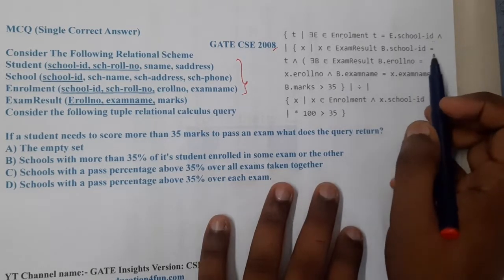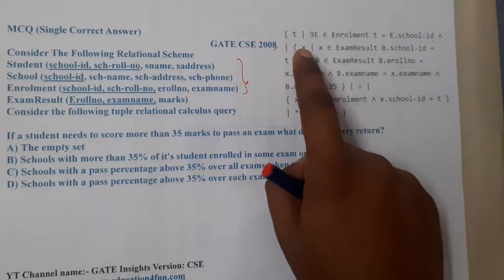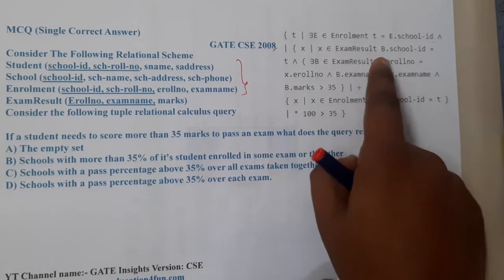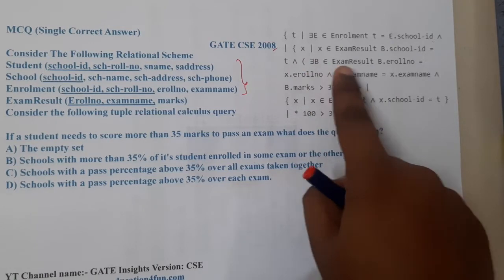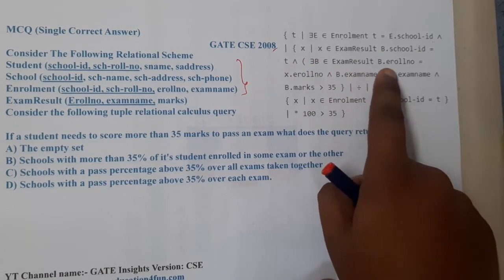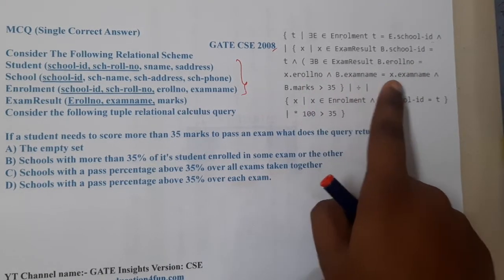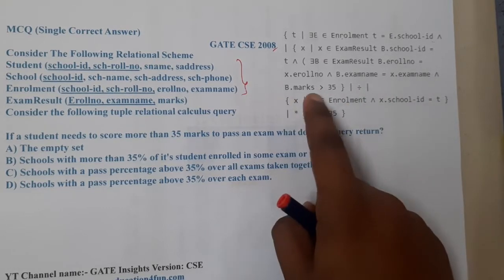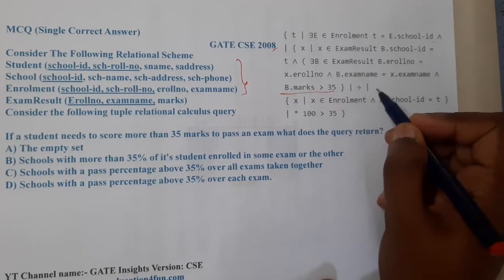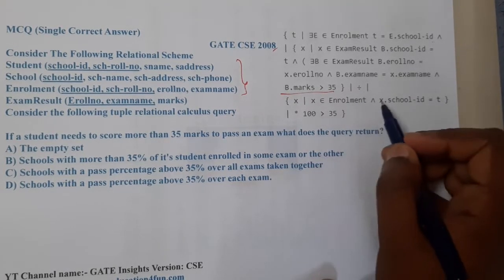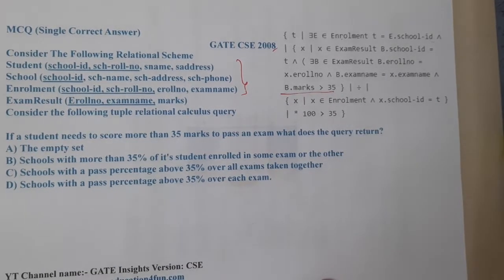And, or. Just give me a second, is the question printed correctly? Such that x belongs to exam result, b dot school id is equal to t, and for some value of b belonging to exam result, b dot enrollment number is equal to x dot enrollment number and b dot exam name equal to x dot exam name and b dot marks is greater than 35. Such that, divided by, such that x belongs to enrollment and x dot school id equal to t, into 100 is greater than 35.